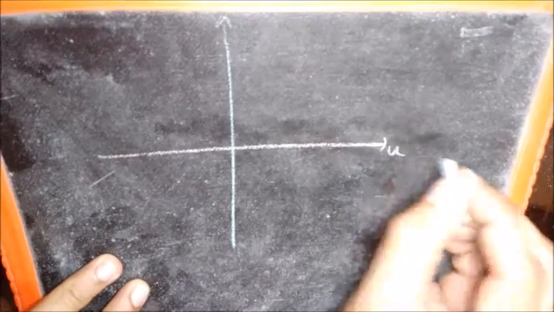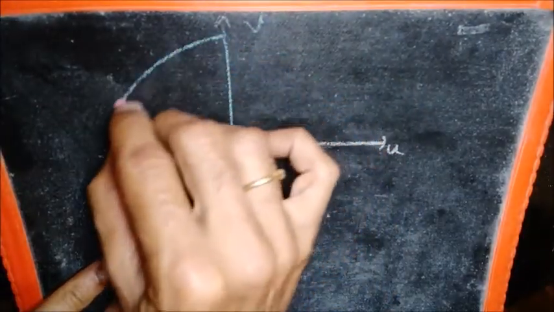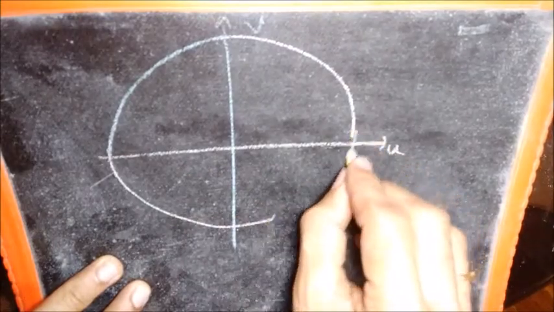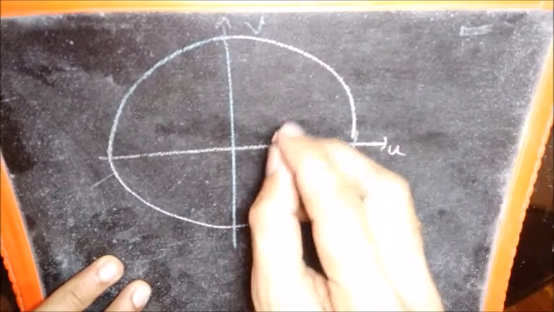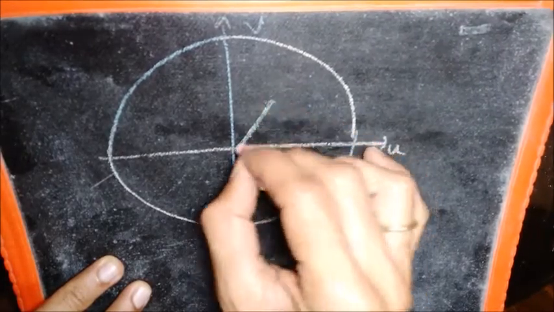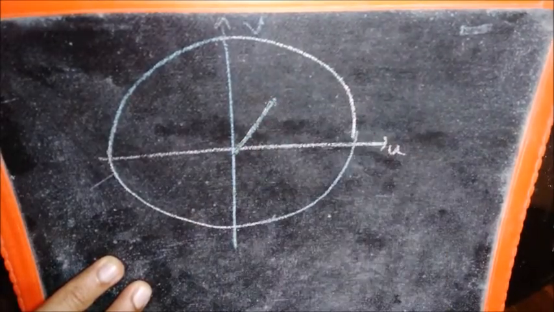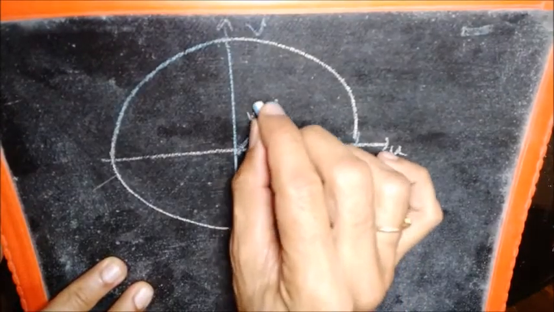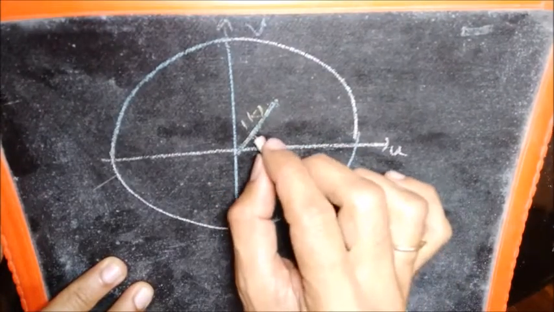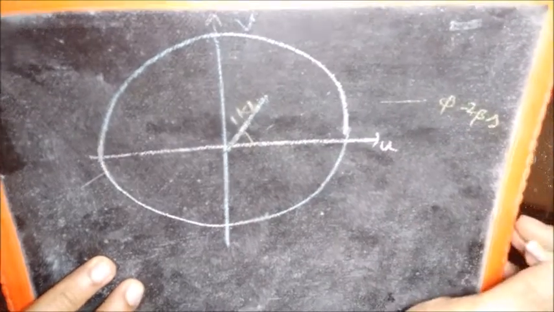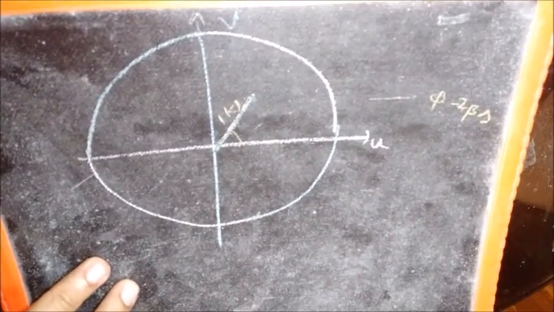We have the Smith chart. And let us say that this is our K. Let's say this is K, magnitude K, and this angle is phi minus 2 beta s. So just say this is the case.